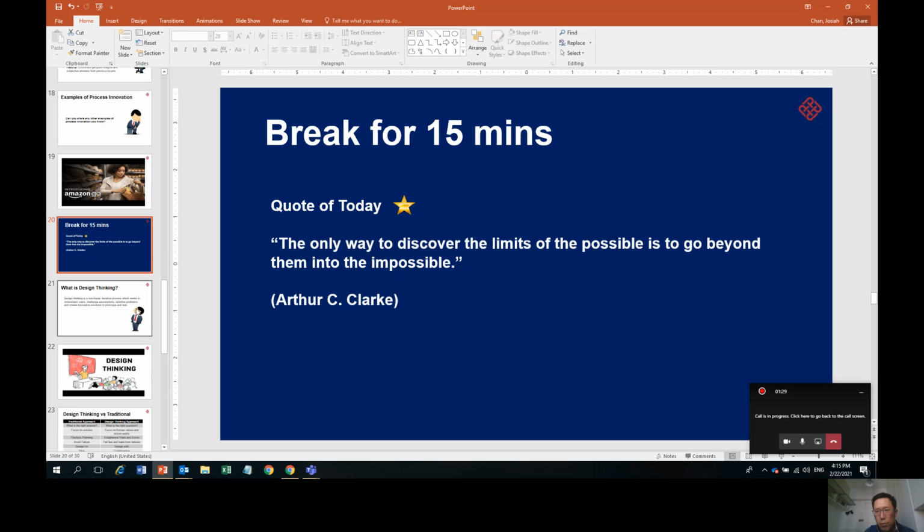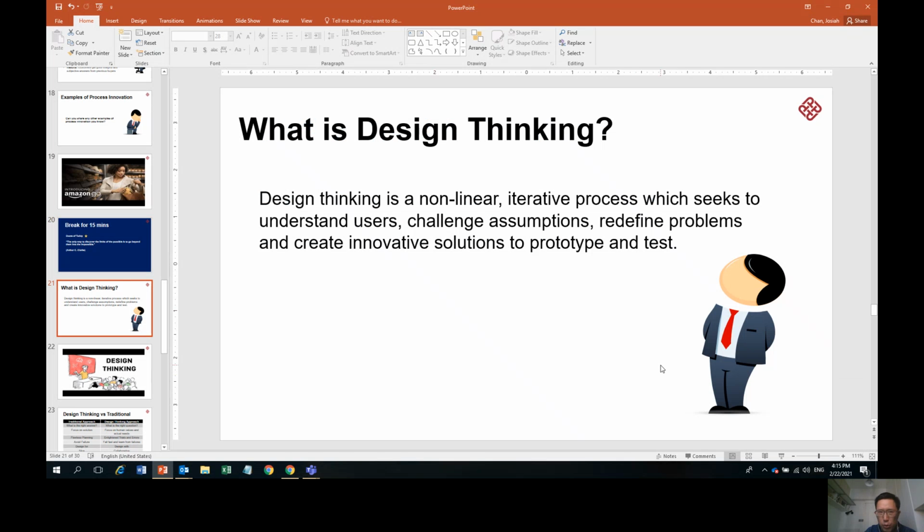So now in the second part, we will focus on how we are going to enable some process innovations. We're going to introduce design thinking. This is my favorite definition for design thinking, because it consolidates all the keywords and the key concepts here. So let's look at this sentence.